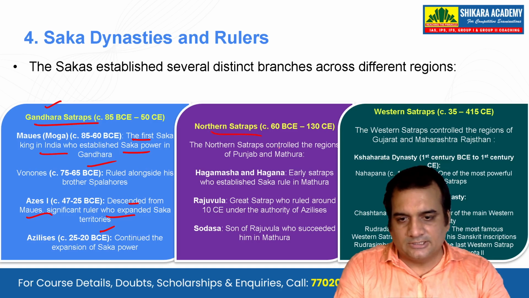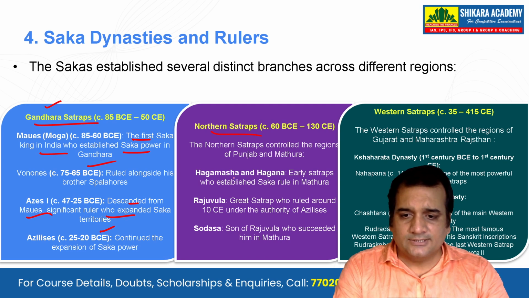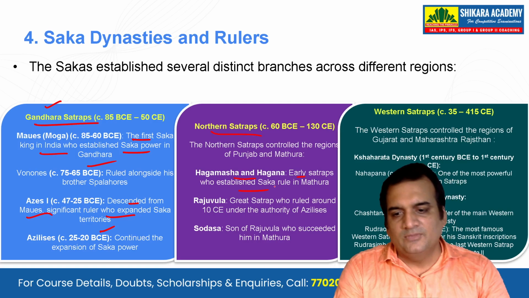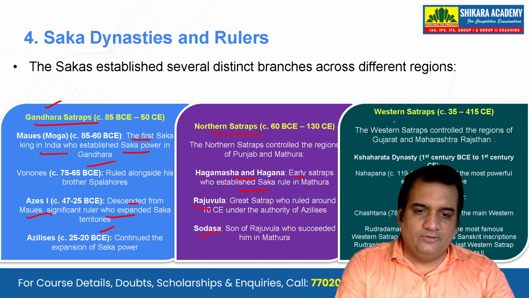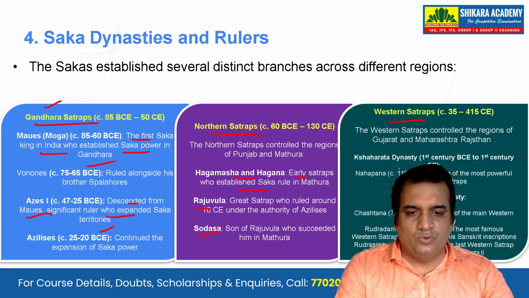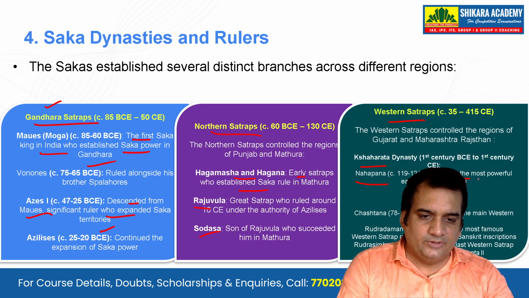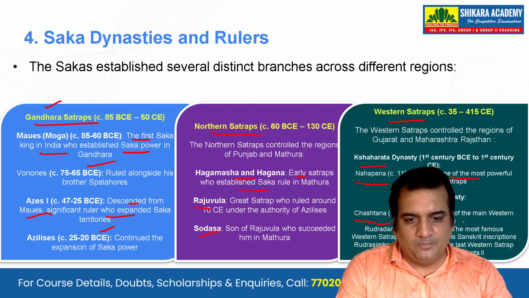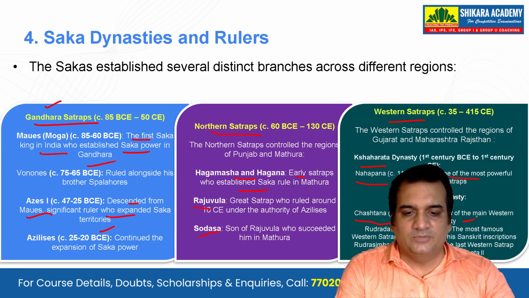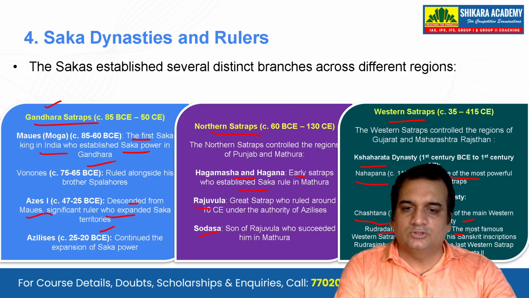And in the northern Satrapas, you will see that you have Hagamasa and Hagana, satraps who established Saka rule in Mathura, and then he was followed by Rajuvula and then Sodasa. Then western satraps, you have the different satraps here. Nahapana is someone who is very famous, one of the most powerful early western satraps. And Chastana, founder of the main western satrap dynasty, is also famous here. Rudradaman I is the most famous, so you should know about Rudradaman I also.